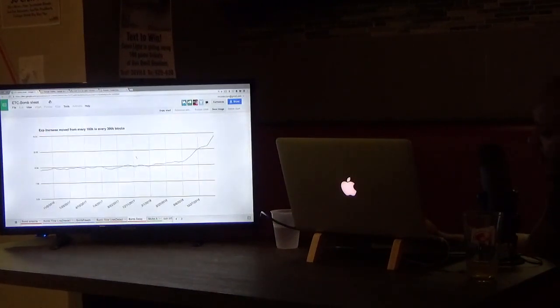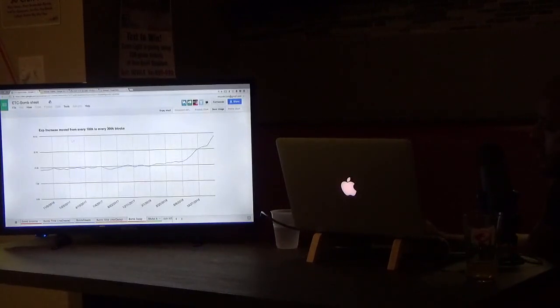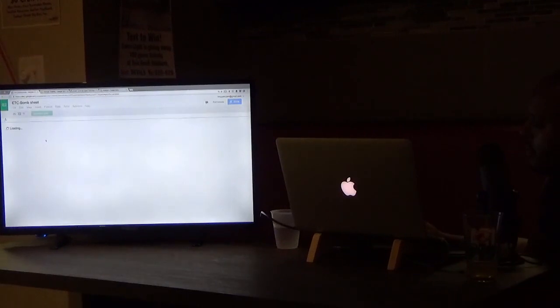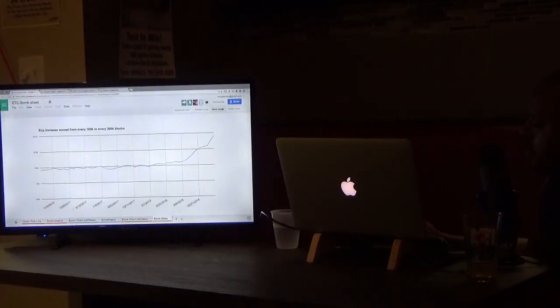So the delay was in place. The exponential increase moved from every 100K to every 200K blocks. Let me try to reload this page. As you can see, it's a more consistent rate, and it gives us enough time to figure something out. So by the middle of summer 2018, things will start to increase exponentially from there.